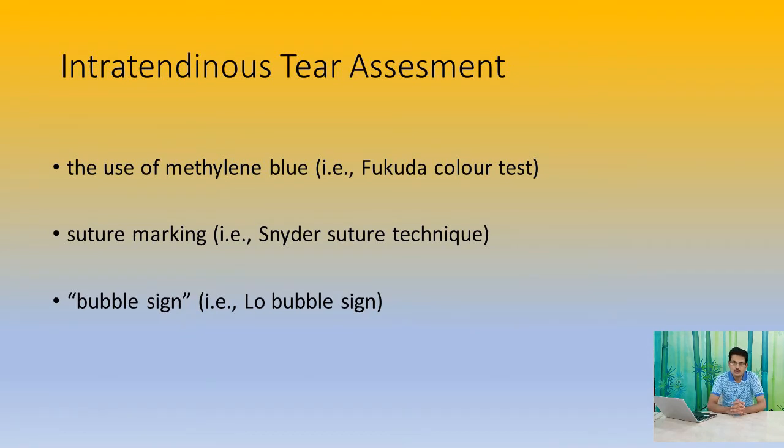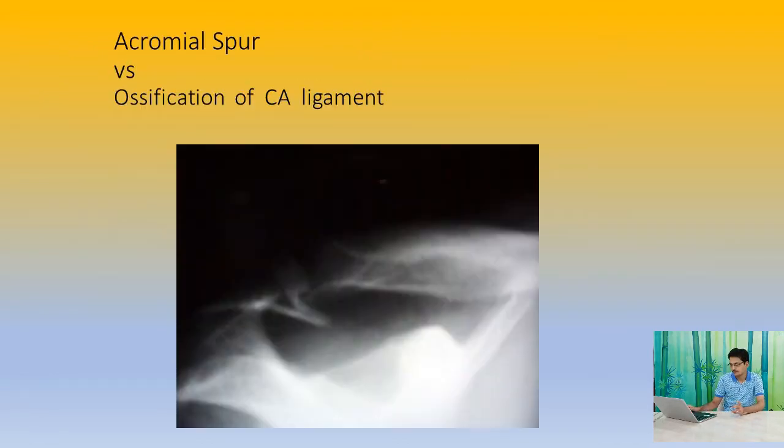The most commonly used technique which I use is the bubble sign, which was described by Jan Lowe and Steve Burkhart. It is usually done from the articular aspect, in which we instill saline through a needle into the lamina, and there will be a bubble kind of indentation which we see in an interstitial tear.